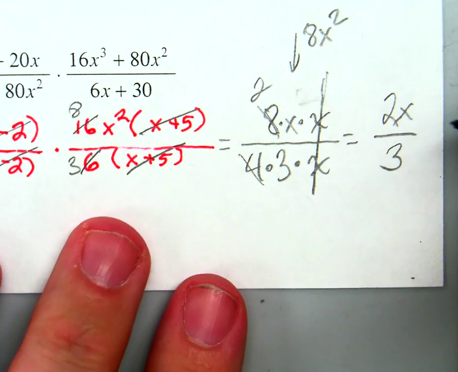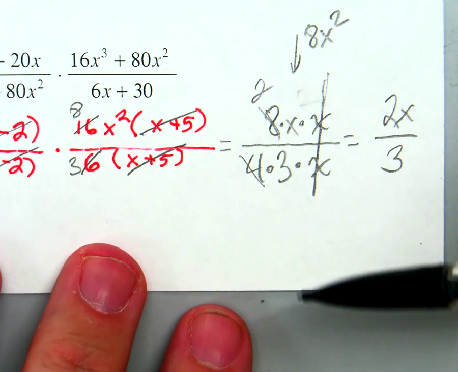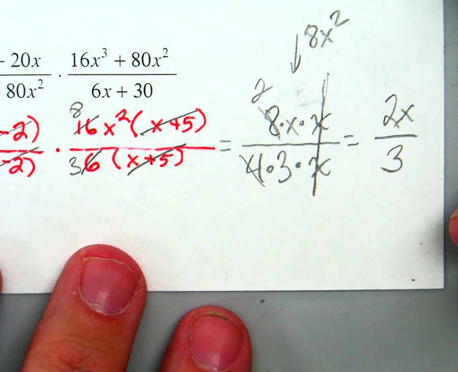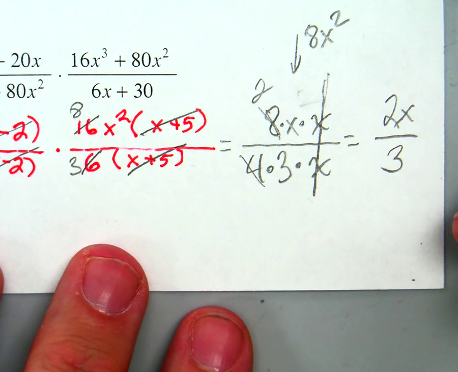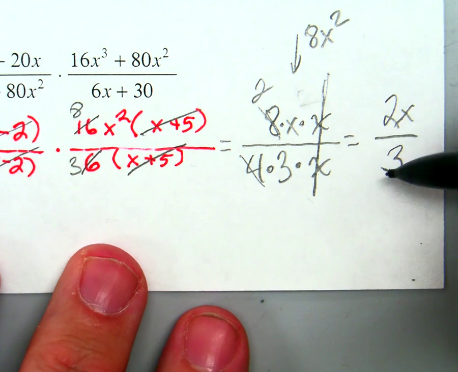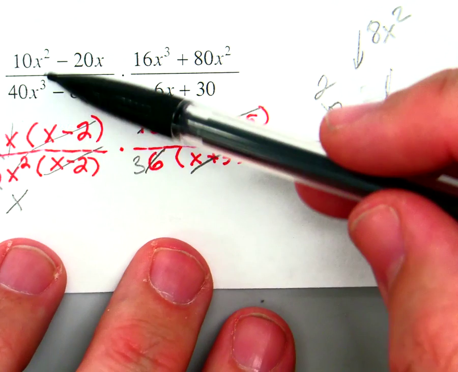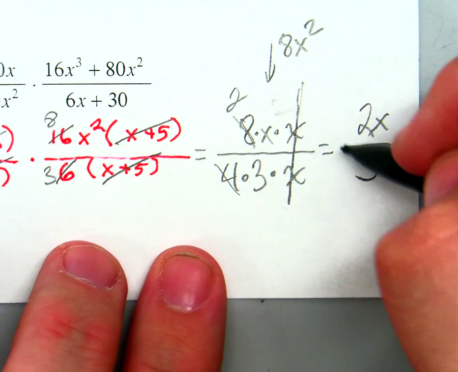So you factor everything and then divide out what you can. And you keep dividing and dividing until you can't divide anymore. And so this whole big craziness ends up just being 2x over 3.